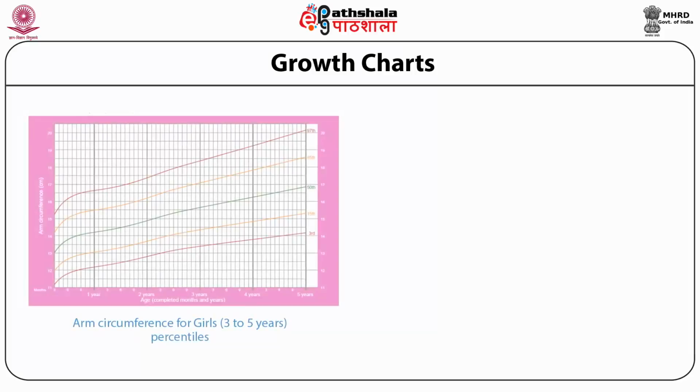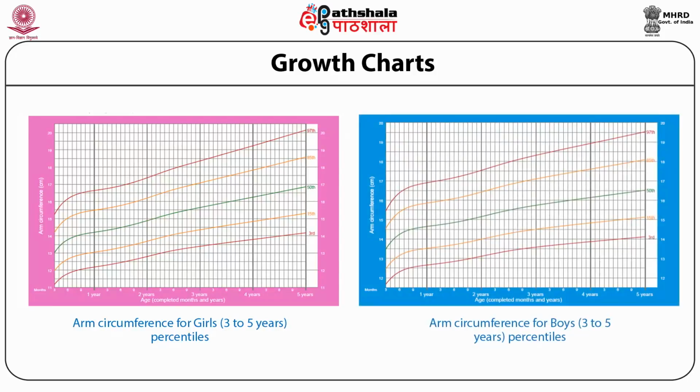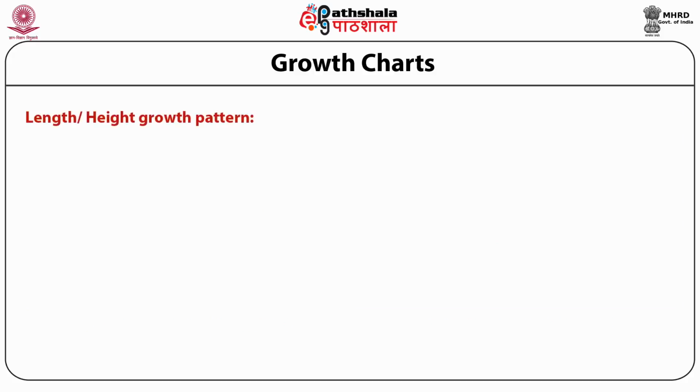Here you can see the arm circumference for girls between the ages 3 to 5 years. The percentiles are shown in this. Here you can see the arm circumferences for boys, the percentiles for ages 3 to 5 years, and how it varies. Length, height, growth pattern.